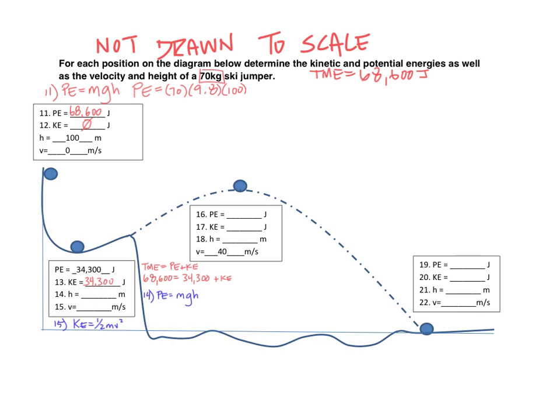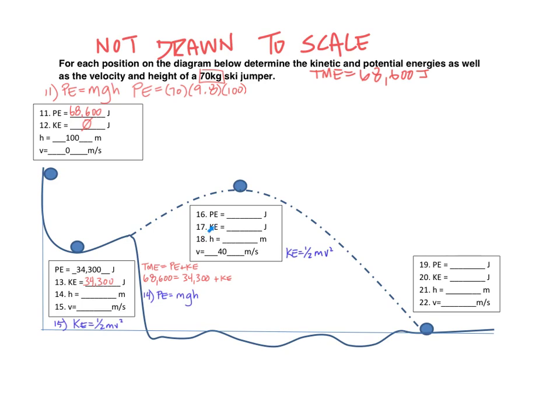Okay. Moving on, number 16 and 17 and 18. So at this point, it gives me only the velocity. That's all that it gives me. Well, I know that velocity is a factor of kinetic energy. So I can solve for my kinetic energy by plugging V and M into my equation. And M was given to you up above. It was 70 kilograms. Okay, so that gives you kinetic energy.